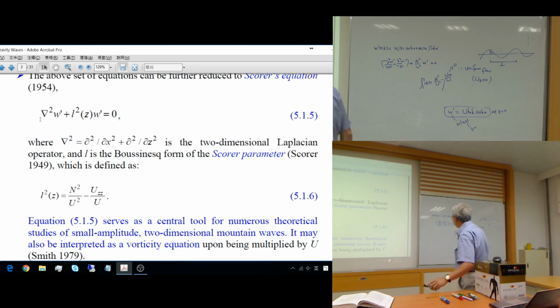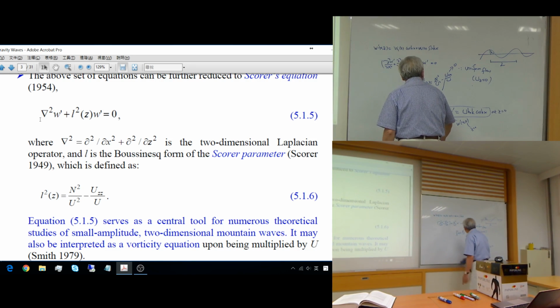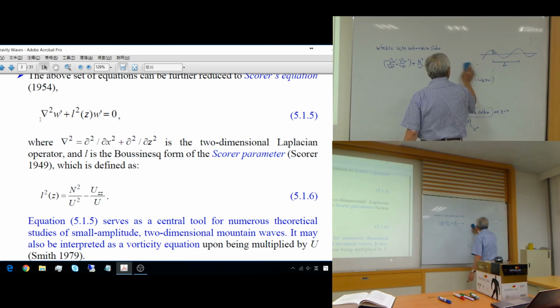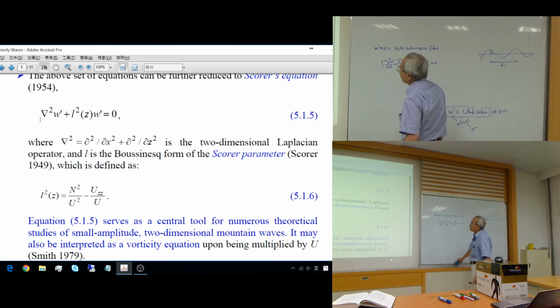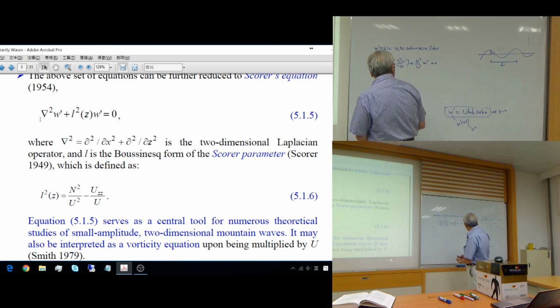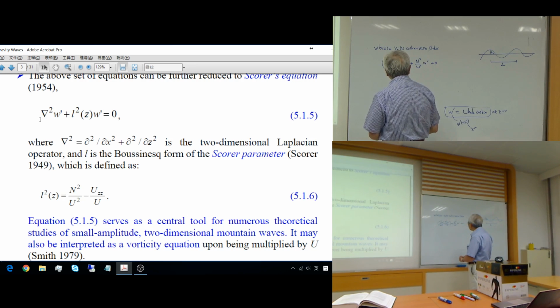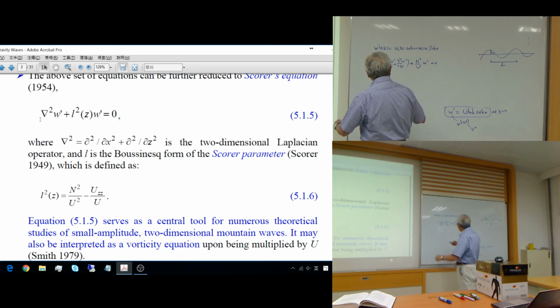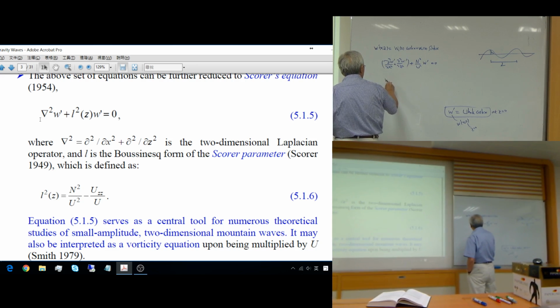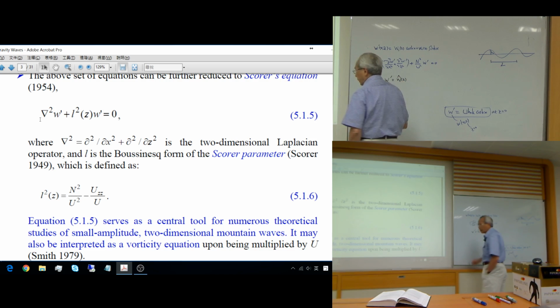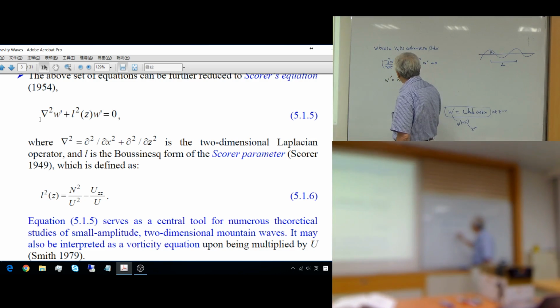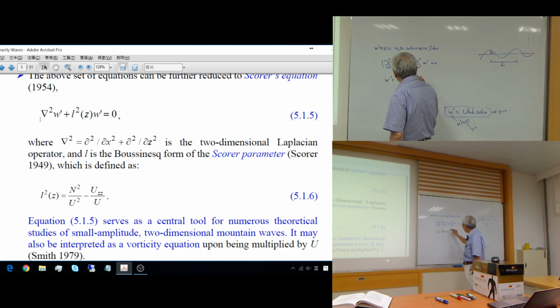Okay, so now let's assume that w prime equals to, before we use w hat, right? Like this. And then e to the i(kx minus omega t). Remember that?